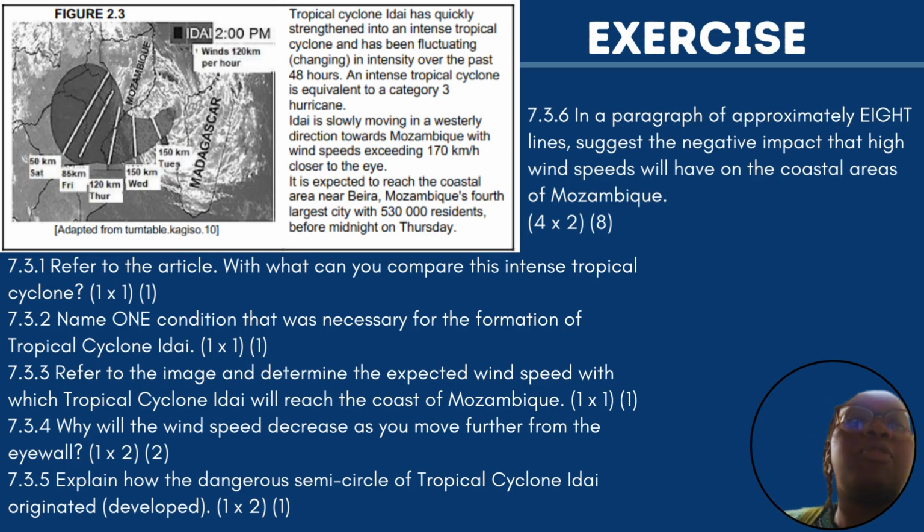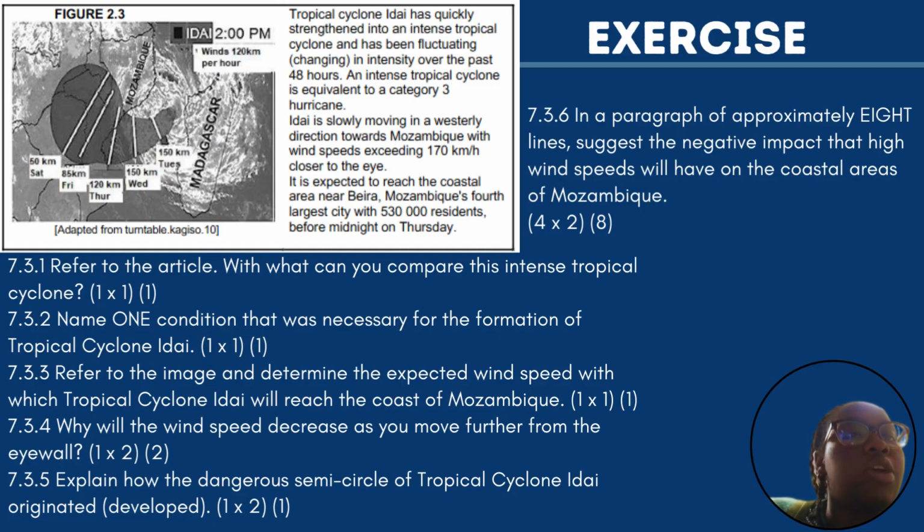So the first one says, refer to the article, with what can you compare this intense tropical cyclone? And it says it there, a Category 3 hurricane. Right? And then the next question says, name one condition that was necessary for the formation of tropical cyclones. So there's quite a few answers you could have given. You need a temperature of 26.5 degrees or higher, the sea surface temperature. You need unstable atmospheric conditions. You need the Coriolis force, as we discussed. We need calm conditions over the ocean surface. We need extensive upper air divergence of winds aloft. We need rapid large-scale evaporation of moisture over the ocean. We need the release of latent heat, right?